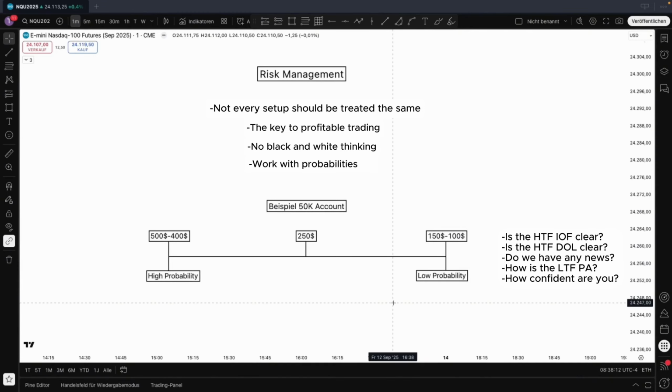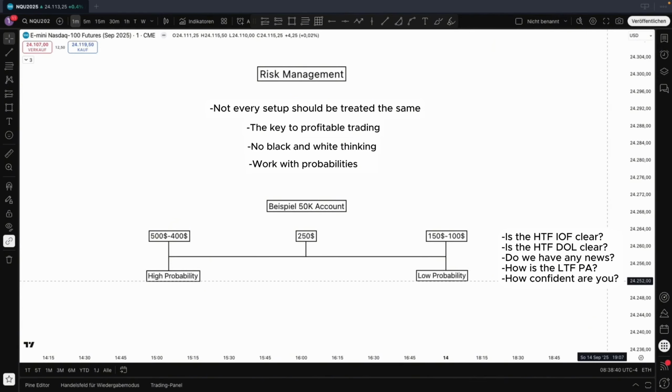So how do I assess whether the setup I have in front of me right now is high or low probability? I prepared a few example questions here. These aren't all the questions, okay? So don't let that throw you off. Every day, you should ask yourself different questions, or rather, different probabilities can arise each day.